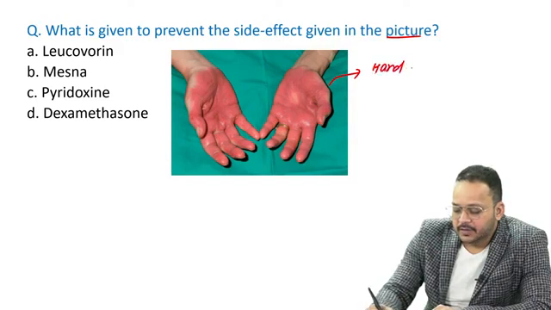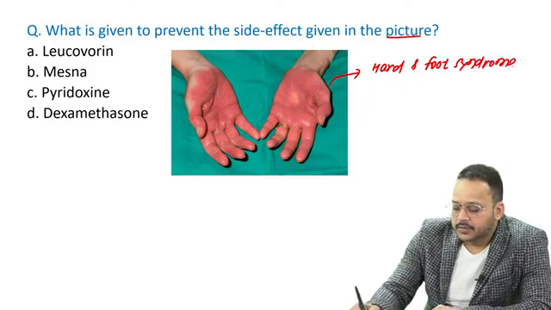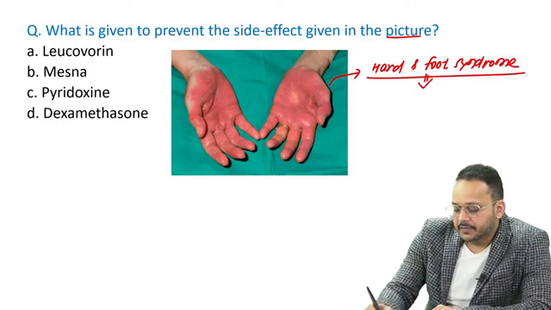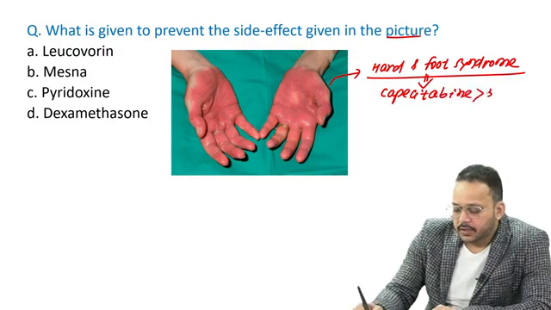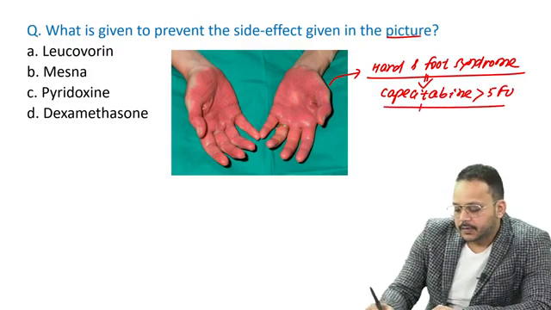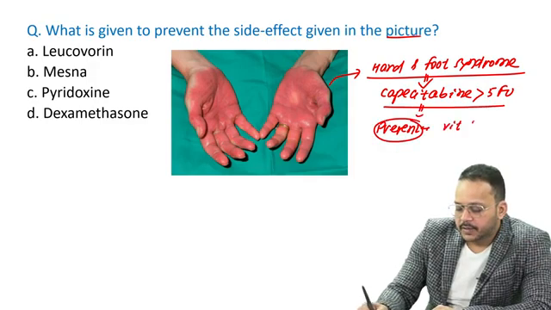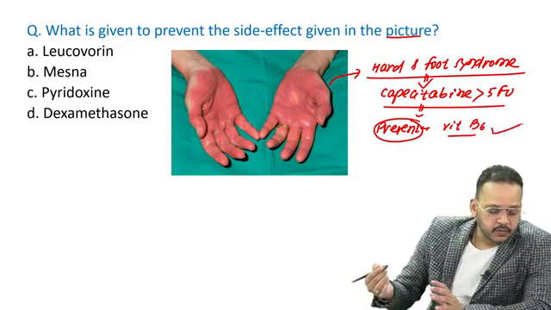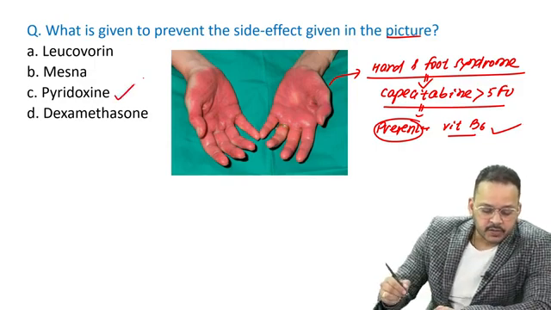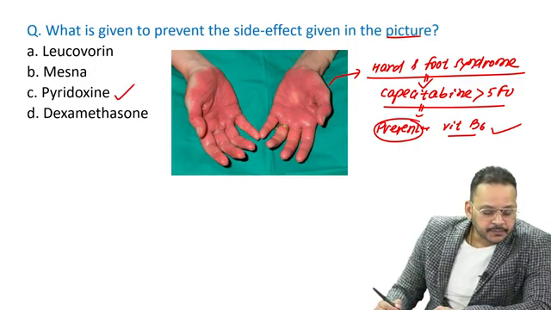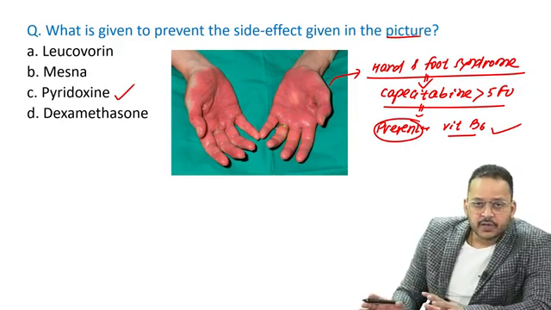This is a side effect called hand and foot syndrome, caused by capecitabine more than 5-fluorouracil. To prevent it, I use vitamin B6. Simple. We have covered this hand and foot syndrome. Your answer is pyridoxine, right? So it's not leucovorin, guys.